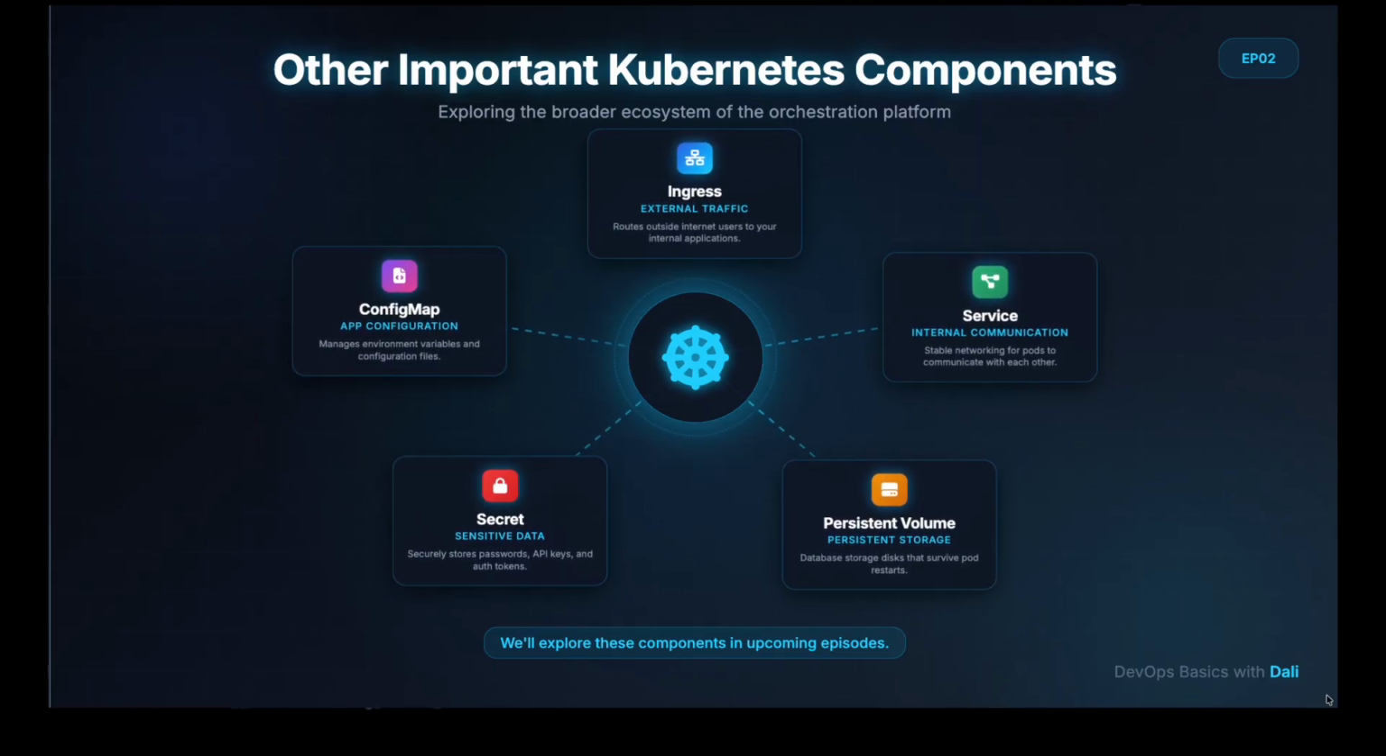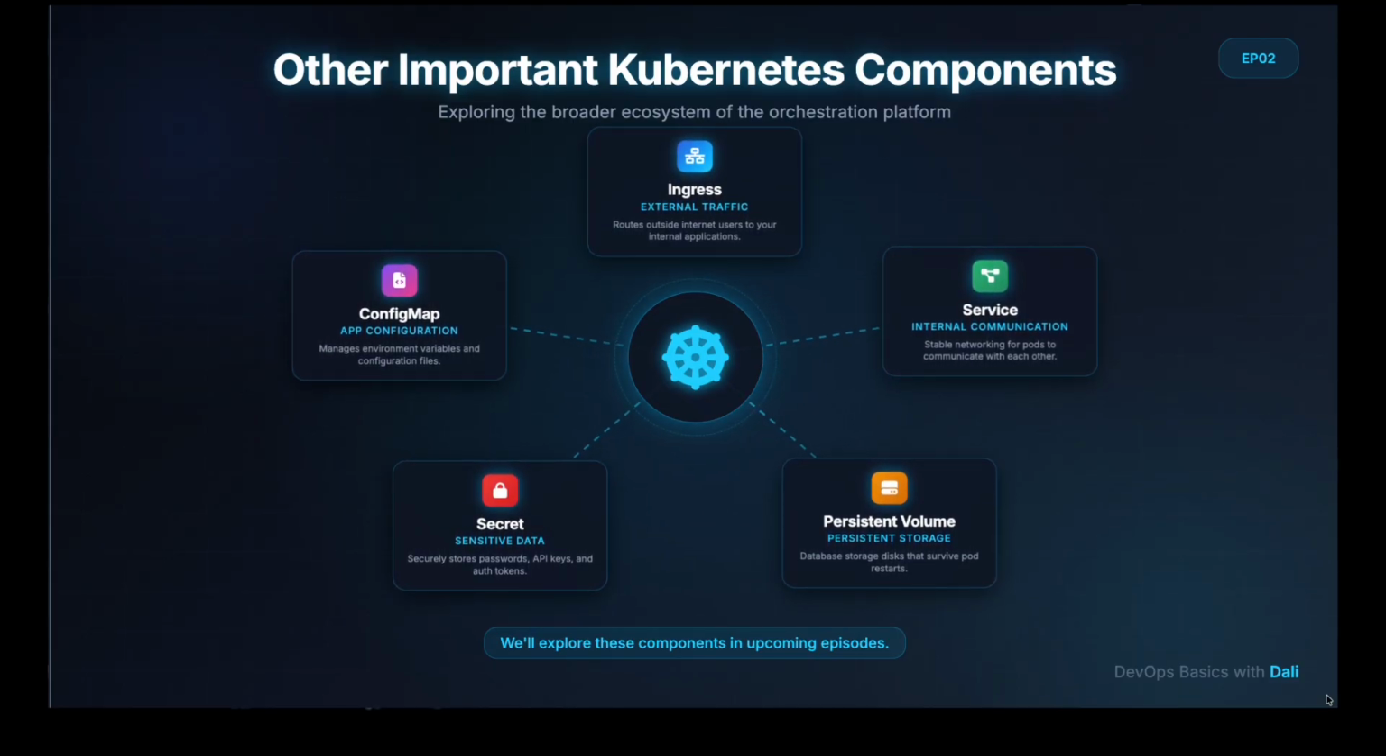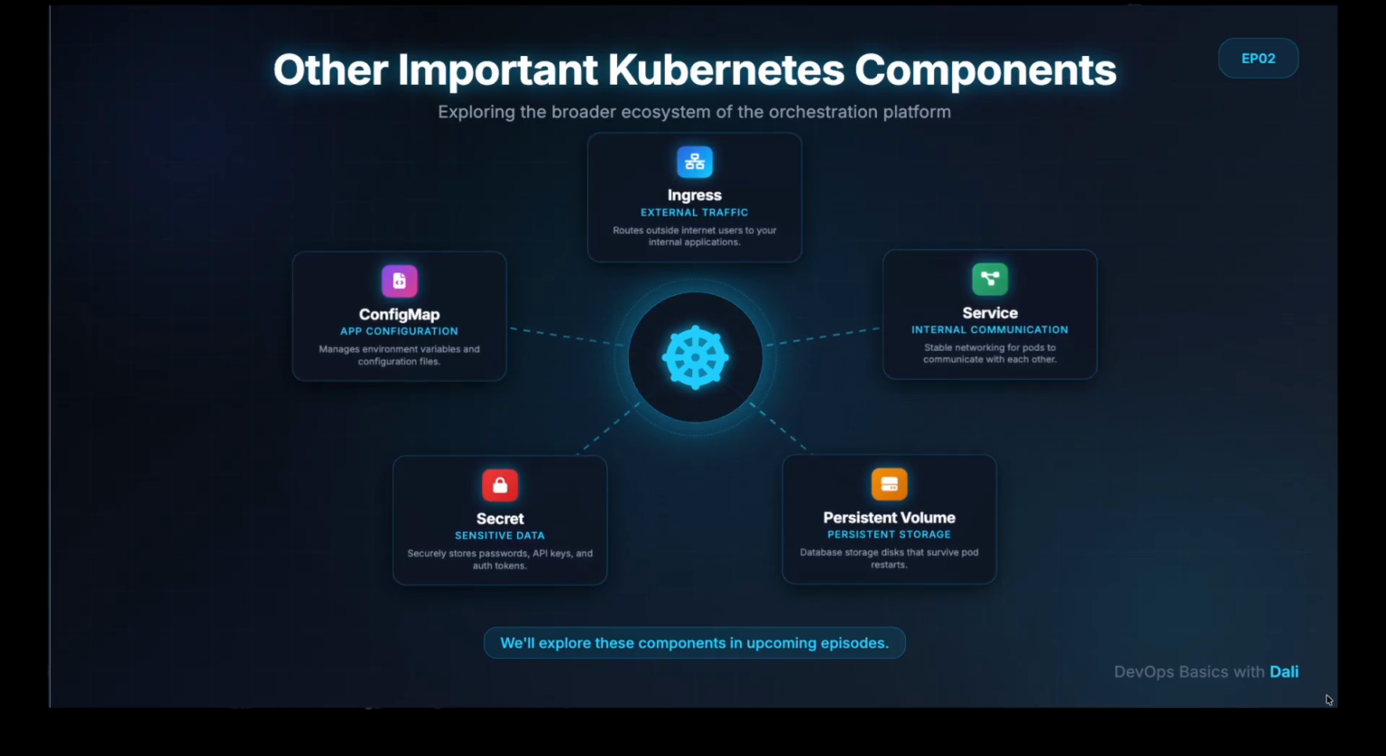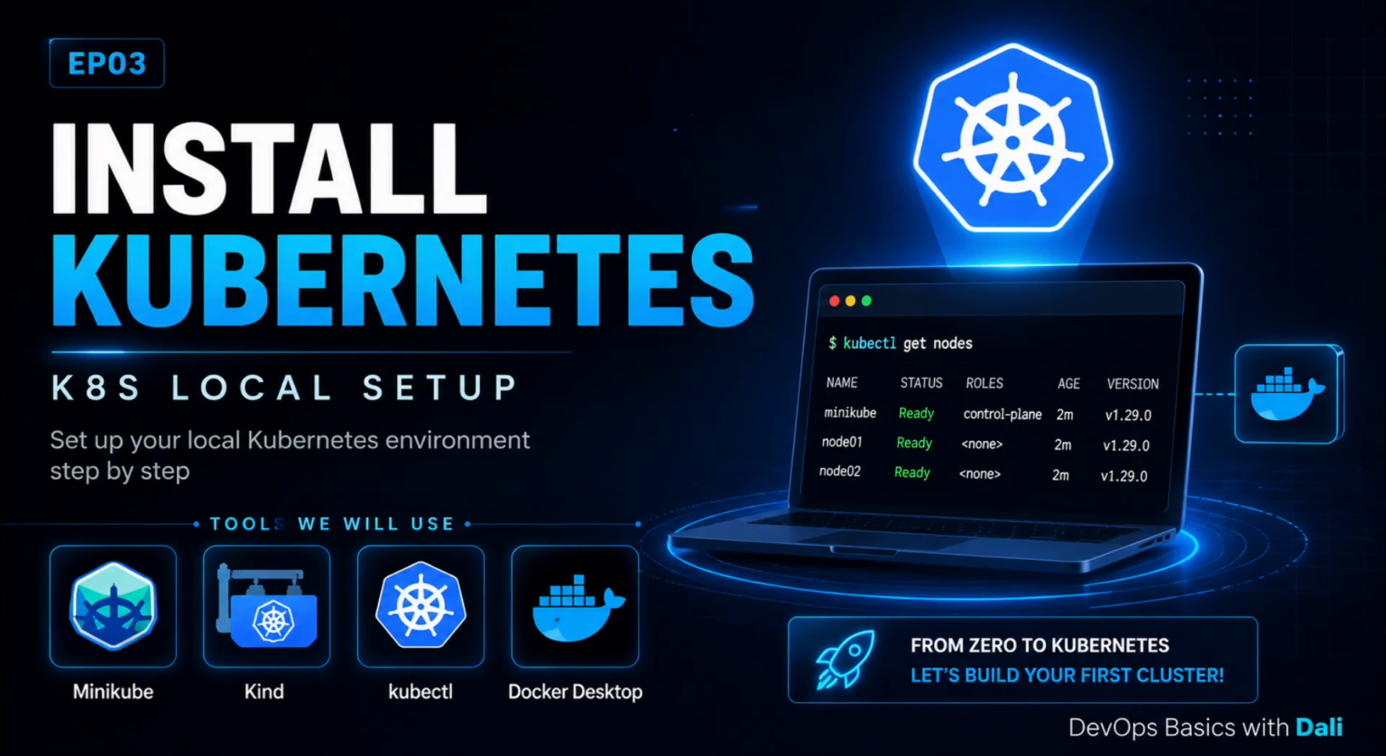At this point, you already understand the high-level structure of a Kubernetes cluster. And now, it's time to move from theory into practice. In the next episode, we'll install Kubernetes locally and create our first real Kubernetes environment using tools like Minikube, Kind, kubectl, and Docker Desktop.